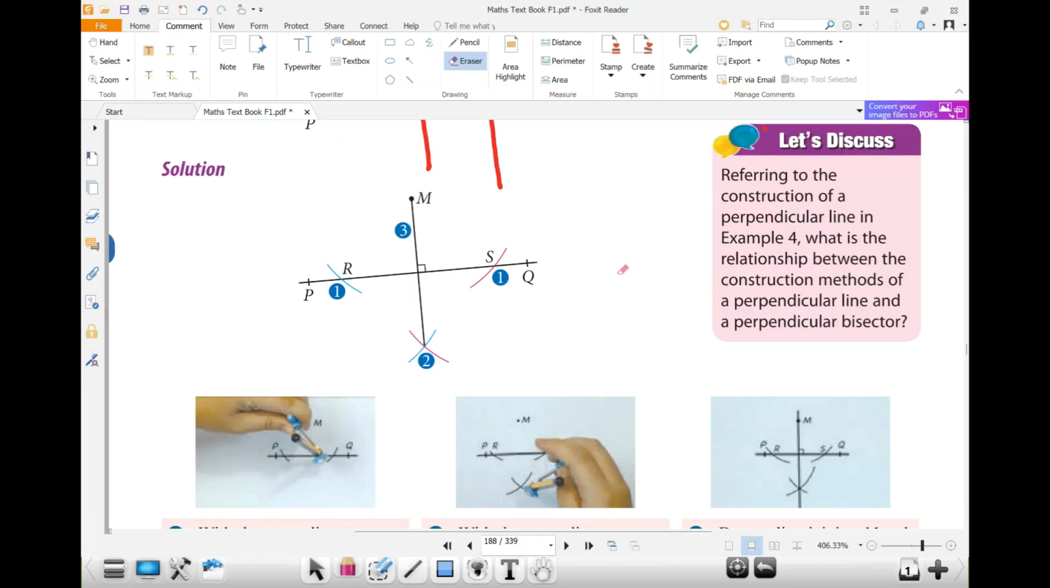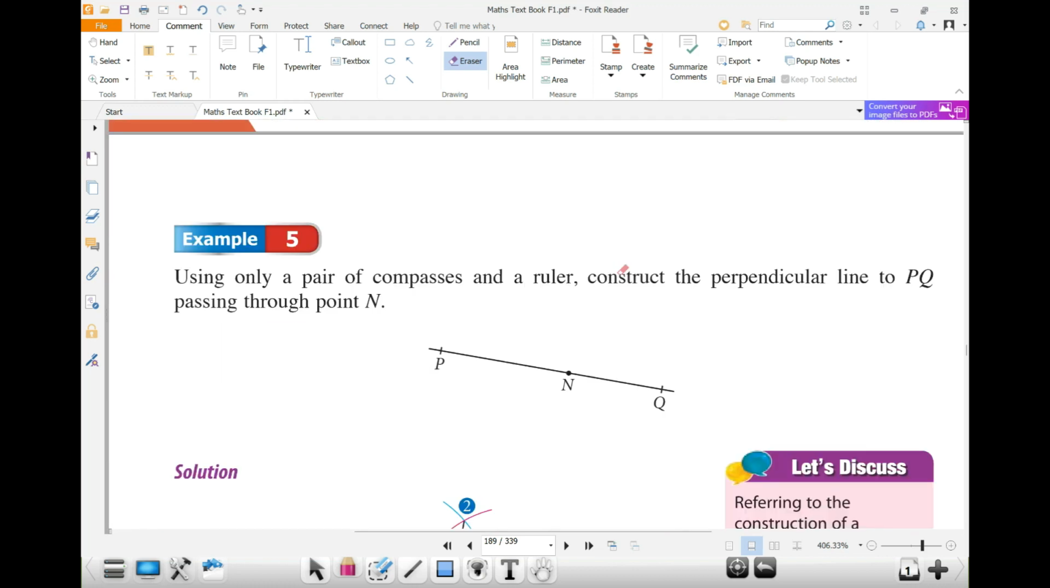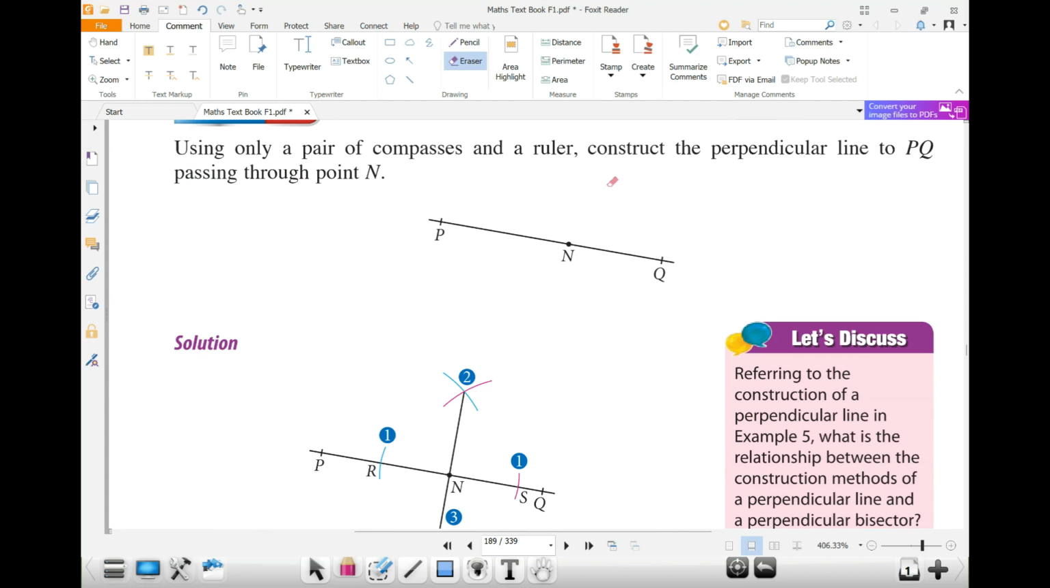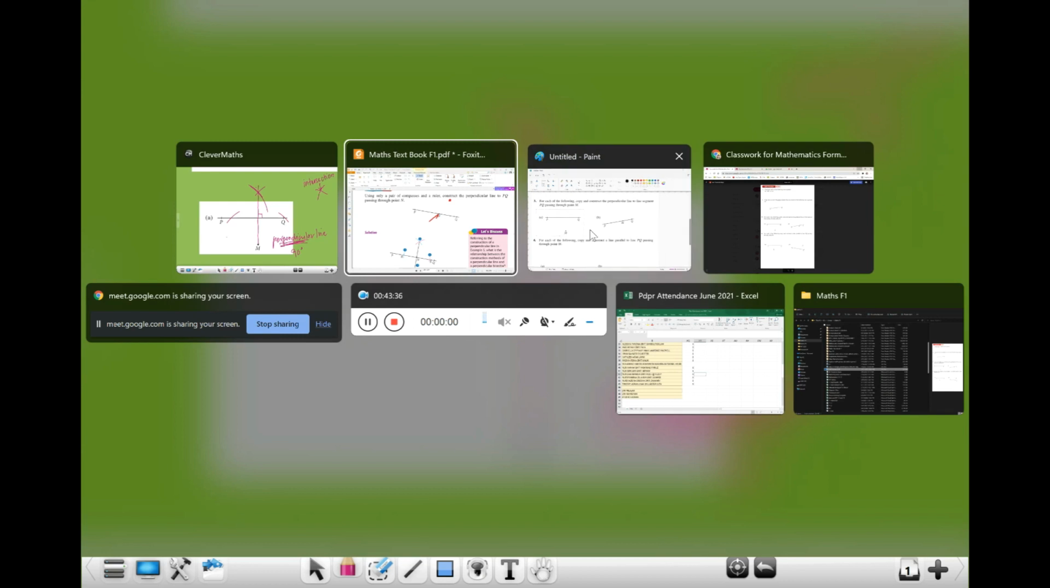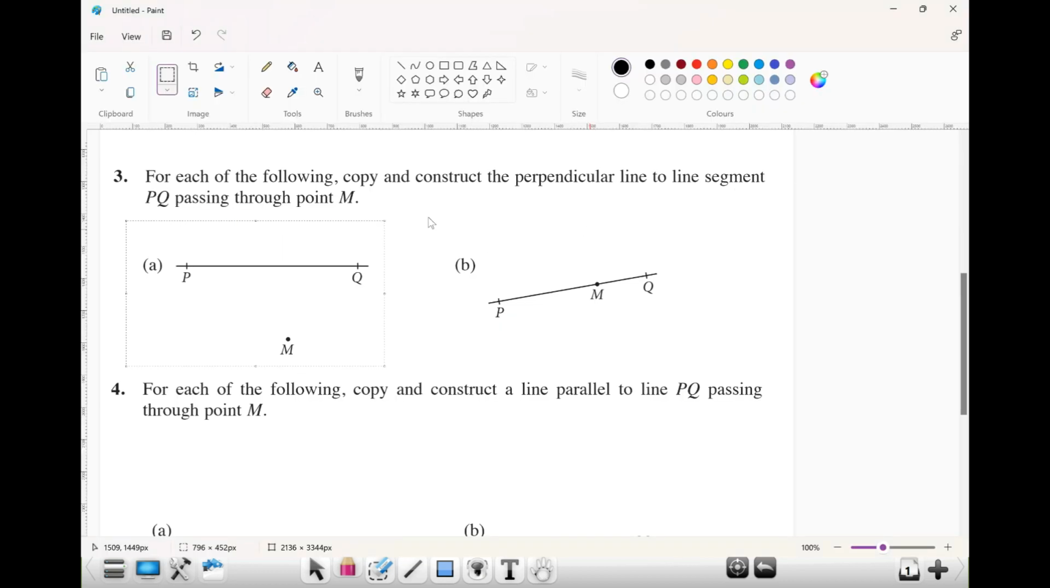Example 5 here. We need to construct a perpendicular line to line PQ that passing through point N. So now the line, you have a point N over here. Unlike just now, your point M is floating on top. Now, when the point N is here, is almost the same. What you do is, you just need to point the sharp end of your compasses on top of point N. Okay, so we go back again to what we have just now. I copy the question first. So we are going to do the next one here. You copy this one here. Copy this line B.